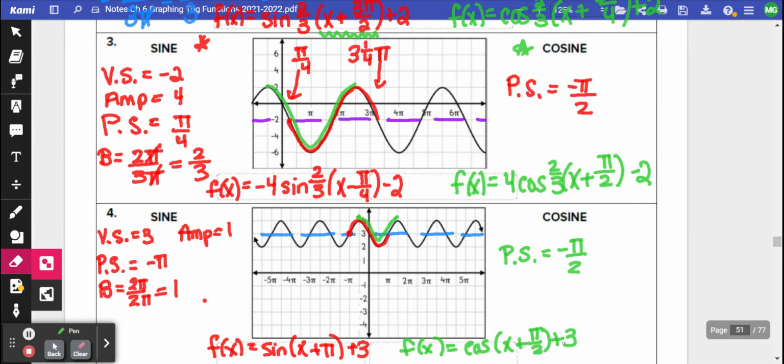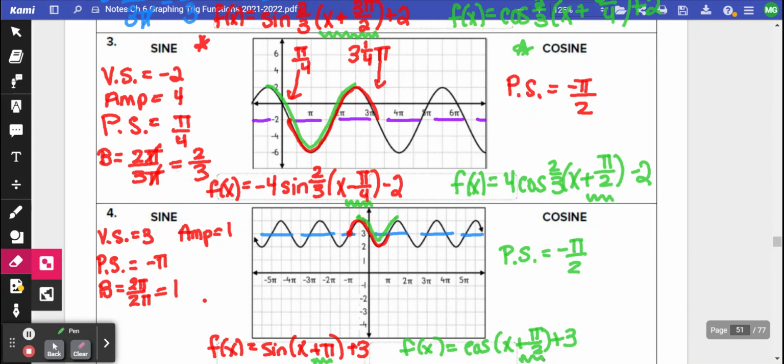Okay, so how did you do? If you look at these, you may not have used the same curve as me. And so if you didn't use the same initial curve, the phase shift value would be different. Okay, so just be mindful of that. And everything else should be the same for sure.